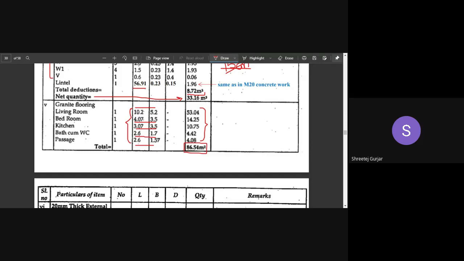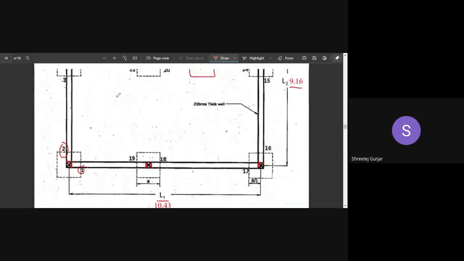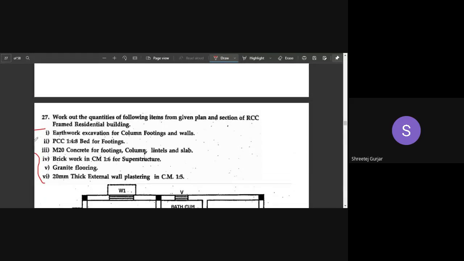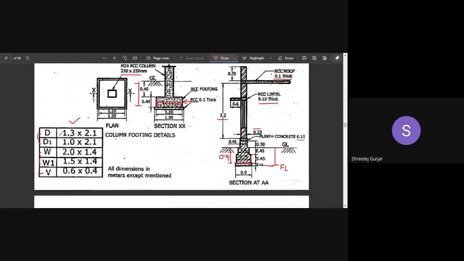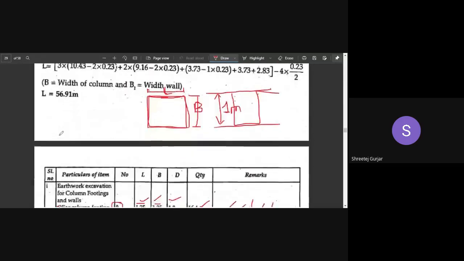Okay, Aziz has a question: why have we not considered the PCC bed in the calculation? Let us scroll up and look into the new question they have mentioned. They told us to calculate the PCC bed, but it is not calculated in your tabular column. So let us look into how we can consider it.